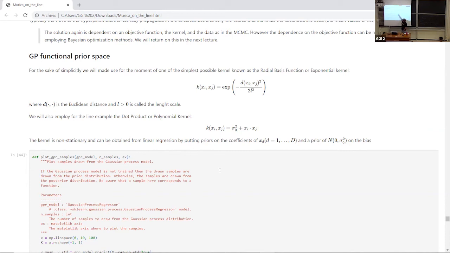And the other one instead is a polynomial. I didn't put the derivation of this here, but if you try to calculate that equation for a line, you will get this thing. So this is basically the covariance of two points on a line.